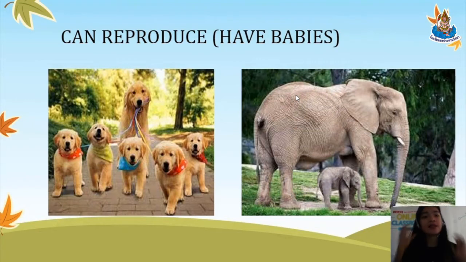Next one is living things can reproduce or have babies. Okay, reproduce means to have more. They can have babies. So we can have more elephants, we can have more dogs, we can have a sister, we can have a brother. So living things can reproduce. Means they can have babies. We can have more babies.